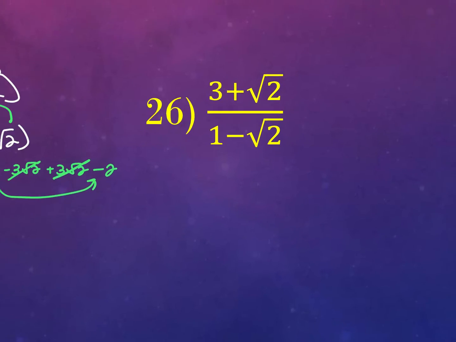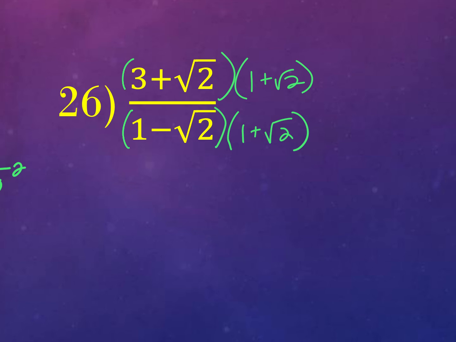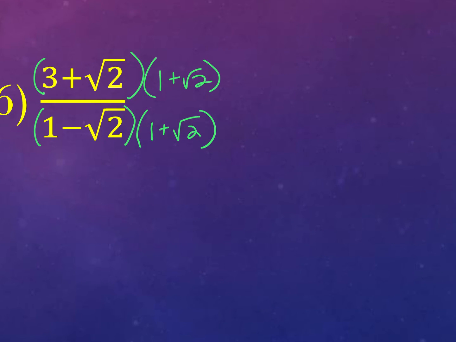Okay, last example. Again, you've got a sum or difference on the bottom. It's a difference this time, so we're going to multiply both the numerator and the denominator by the opposite. Now this time, there's a binomial on the top and in the bottom, so we have to FOIL out both. We're going to FOIL the numerator.